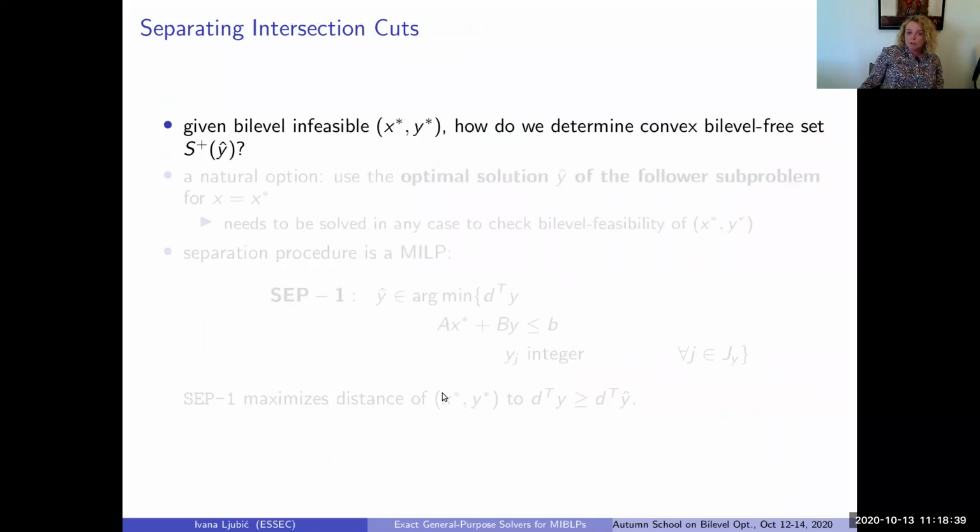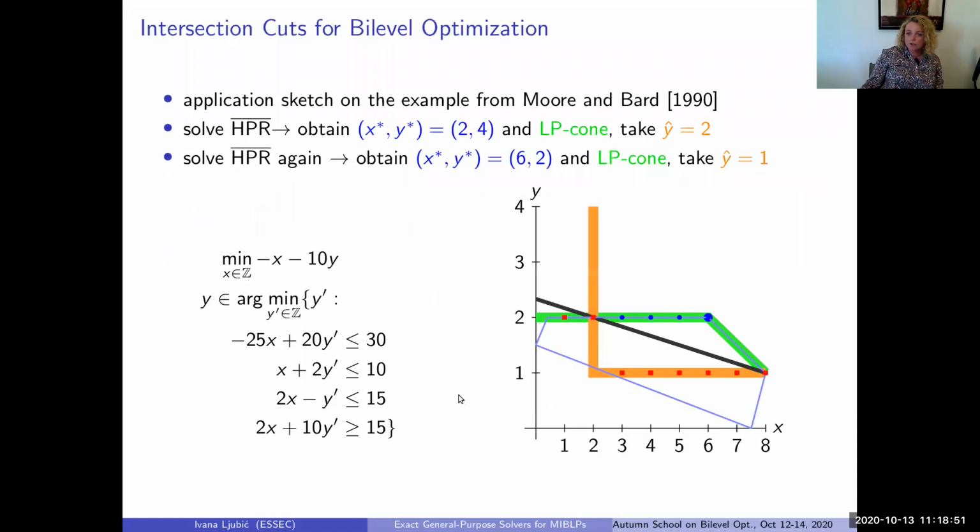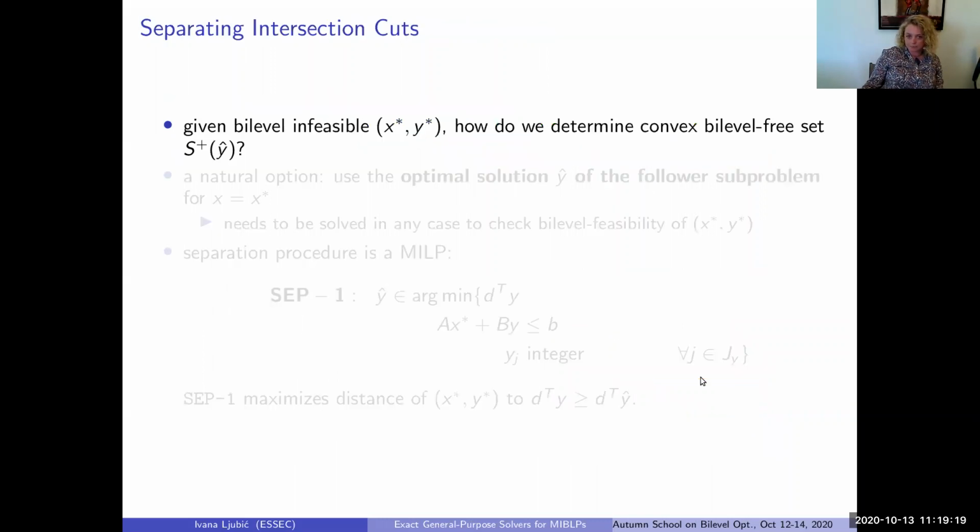Okay, so the first question is, how do we find this set S, this bilevel free convex set? The very natural choice, and the choice that we used in this example, was to find the optimal HPR solution, then fix the coordinates x and find the best follower's response. We plug in this y hat as the optimal solution value of the follower, and we define the set S in this way.